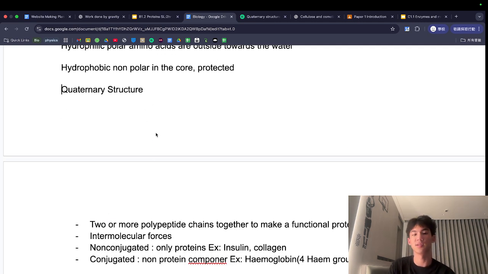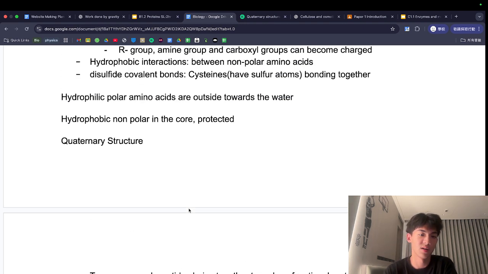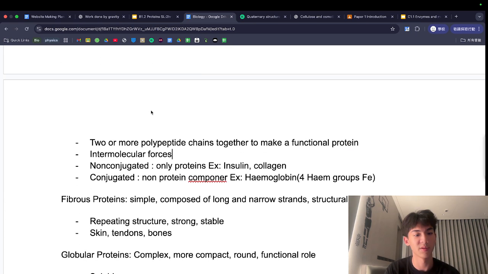Quaternary structure is when you have two or more polypeptide chains attracted to each other to make a functional protein. This is because of intermolecular forces like hydrogen bonding. We have here hydrophobic, ionic, and more.